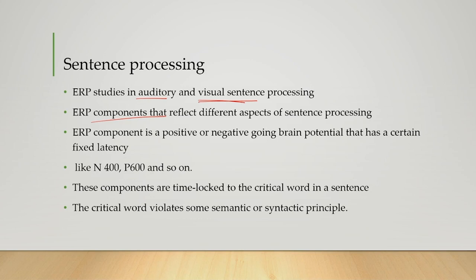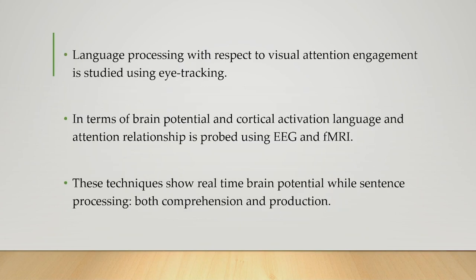So, what is an ERP component? ERP is the output of the EEG machine. So I think let's say this first. Language processing with respect to visual attention engagement is what we have already seen using eye tracking, right. Eye tracking, as a methodology, uses the movement of the eyes as an indicator of the processing strategy that the human brain is employing in any kind of task.